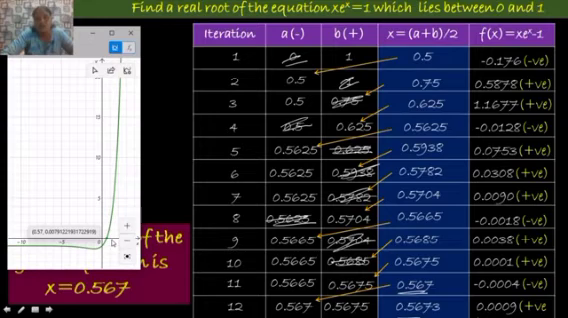So if you plot the graph in a graph sheet, you get a curve like this. Here the x-intercept gives you the root of the given equation. That is 0.57. It cuts the x-axis at 0.57. So that gives you the root of the given equation. This is for your understanding purpose, how the curve looks if you plot it in a graph sheet.